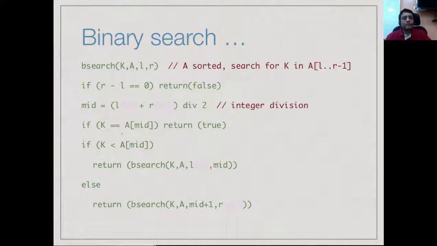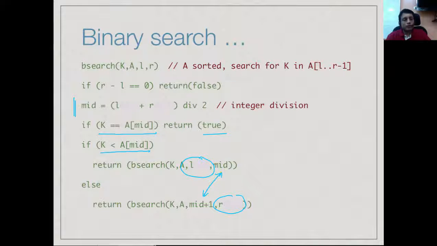Now we examine, at this point we have found the midpoint, right? So now we examine if the value that we want is there at the midpoint. If so, we return true. Otherwise, if the value that we want is smaller than the midpoint, then we go to the left. And if the value that we want is bigger than the midpoint, then we go to the right. So this either goes from left to mid minus 1, or mid plus 1 to right.